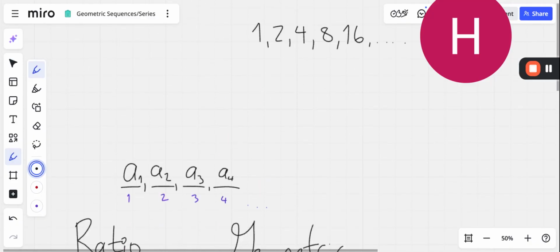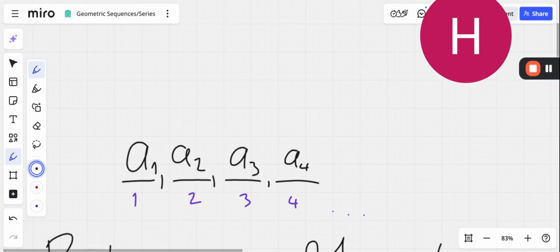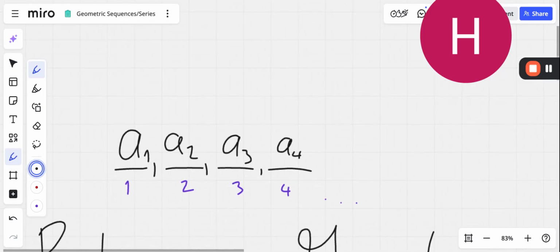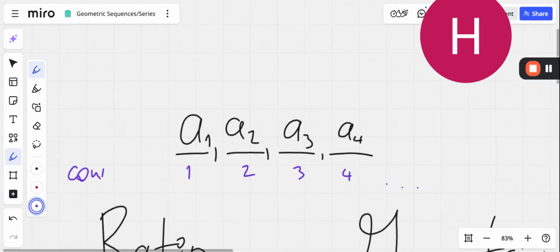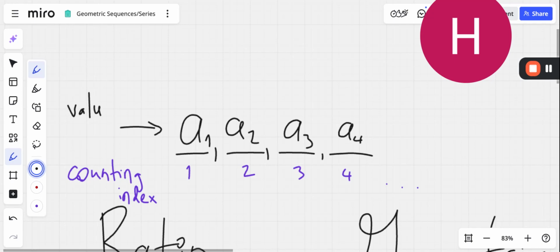Okay, getting started. So I want to show you the representation of terms in a sequence. Underneath, I have the index numbers. These are like the counting numbers. They're sort of like the pages in a book. They don't tell you what's on the page. They just label the pages in order. And on top, of course, we have the actual value terms. And we usually call them A something. A1, A2, A3 just stands for their position in the order.